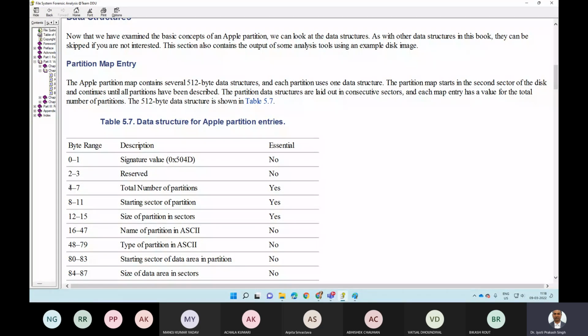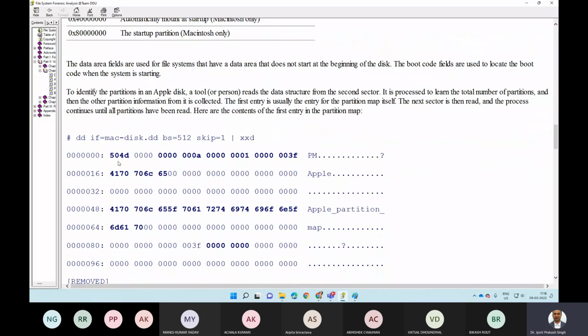So 0 1 was the signature value, then 2 3 is reserved, 4 to 7. So 0 1 2 3 4 5 6 7. So this gives us the total number of partitions. So A means how much, 10, no 9 Sir, 10, sorry 10. So the disk which we are going to analyze has 10 partitions.